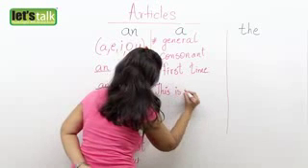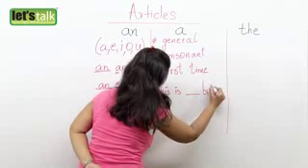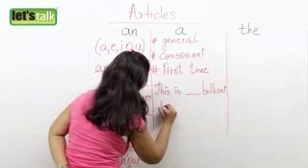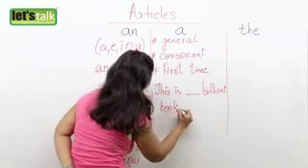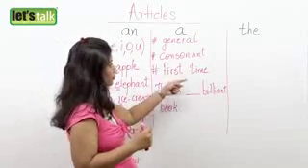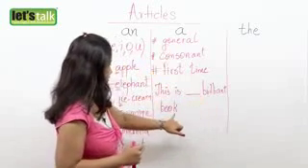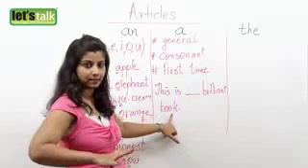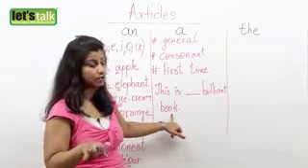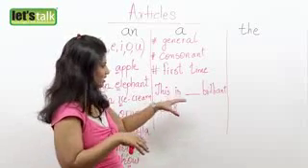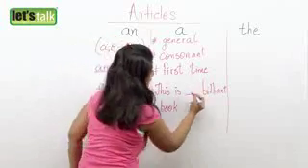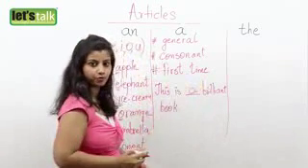This is ___ brilliant book. So when I'm saying this is dash brilliant book, obviously now you have to relate to these. I am talking about a book in general. Am I telling you about a Shakespearean book or a particular novel? No, I'm not. I'm telling you that this is brilliant book. I don't know which book you're talking about. So that is why I am going to write a brilliant book.